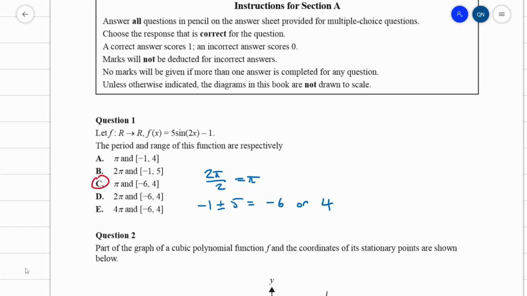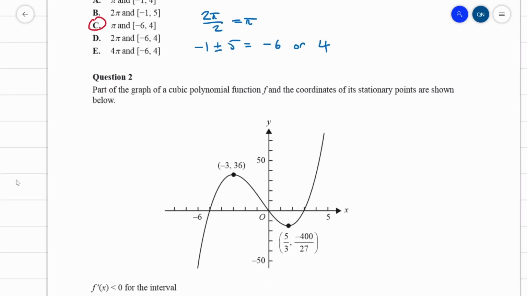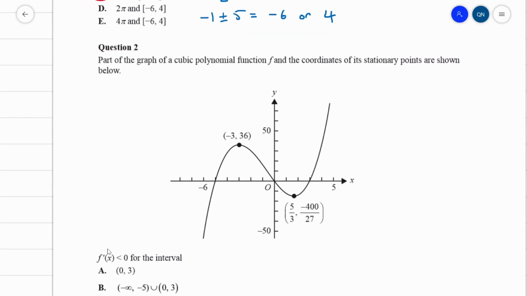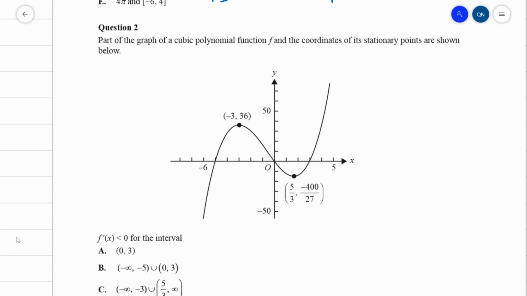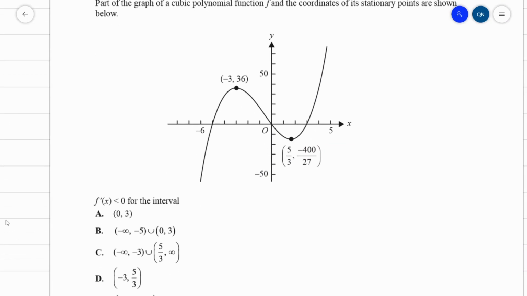Question 2. Part of the graph of a cubic is shown below. Where is f prime less than 0? So where is the derivative, well, negative? Well, you can clearly see the graph is going down on this interval between the two stationary points, which is between -3 and 5/3, so that's going to be exactly option D.